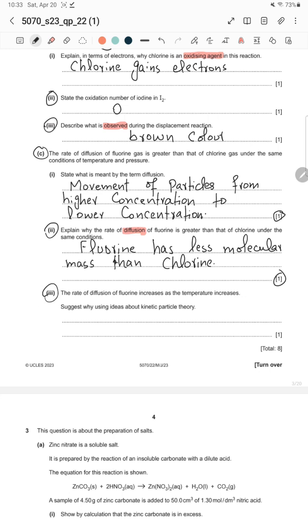Third part, the rate of diffusion of fluorine increases as the temperature increases. Just explain why using idea about kinetic particle theory. This is also again a 1 mark question. So what happens once the particles are heated, the particles move faster as particles have more kinetic energy. Particles move faster as they have more energy.